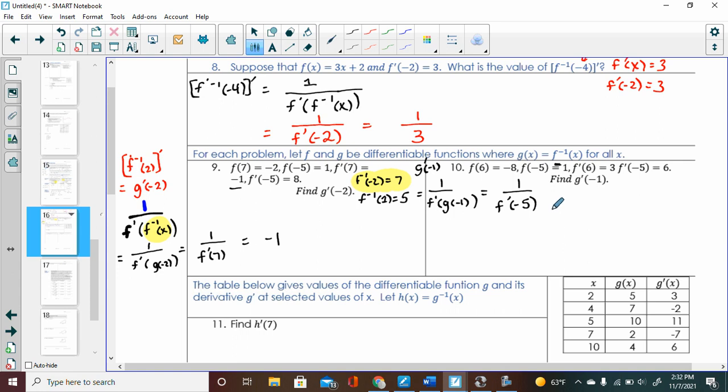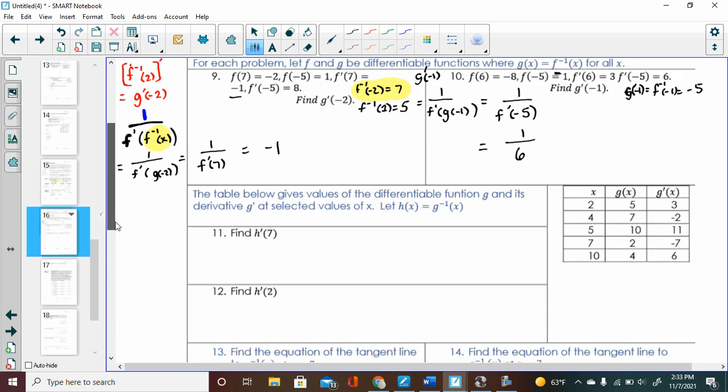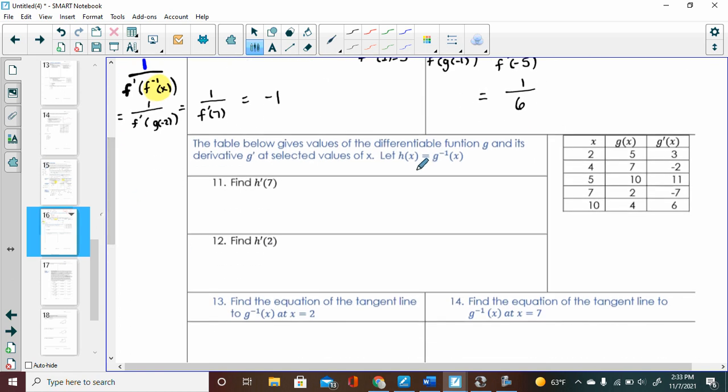All right. Because remember, g of -1 equals f inverse of -1 equals -5. So remember, we switched the x's and y's, and that's all we're doing. So 1 over f prime of -5, here it is. It's just 1 over 6. So not hard stuff, but it can be complicated.